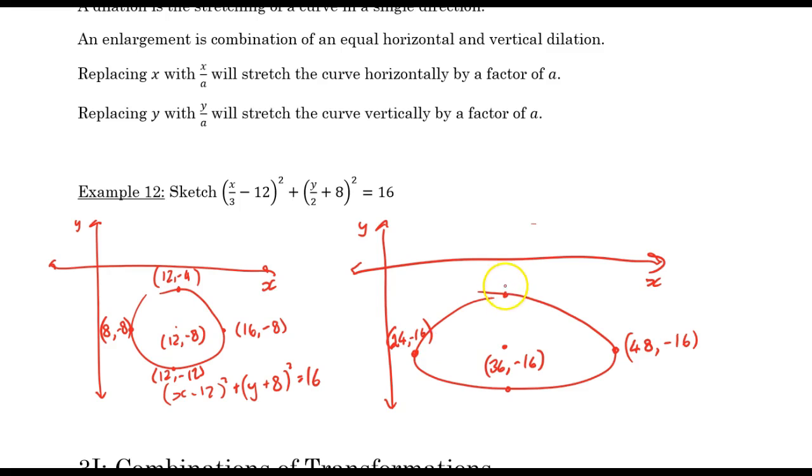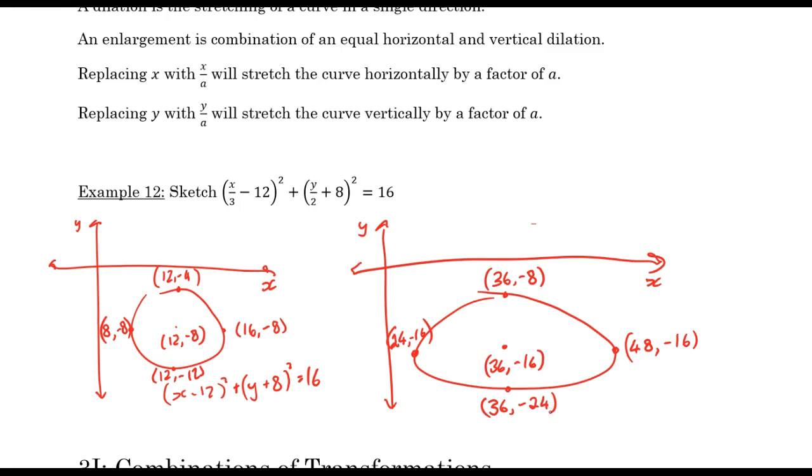This high point here, instead of 12, I'm going to have 36. Instead of negative 4, I'm going to have negative 8. And my minimum here, 36, and the negative 12, I will double that to get negative 24.